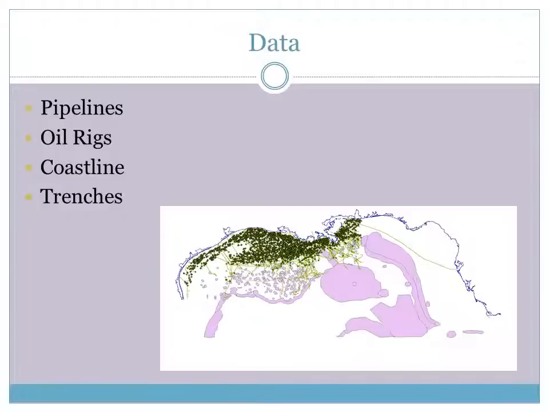The data involved in my project includes pipelines, oil rigs, coastline, and a trenches layer that includes basins and canyons that are underwater. The work scope of my project is along the shore of the Gulf of Mexico, including the coastline of Texas and Louisiana.